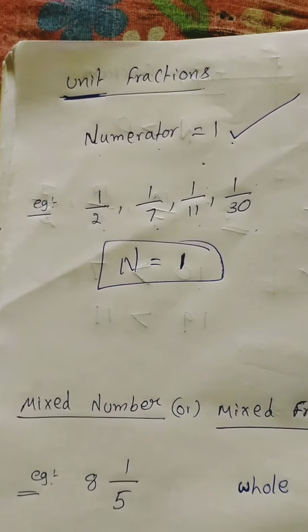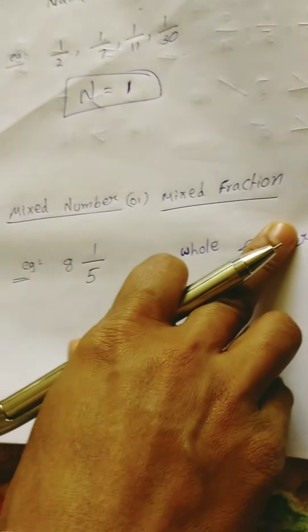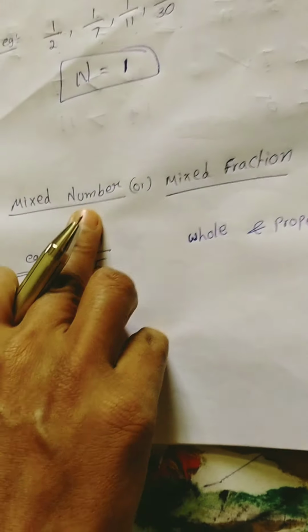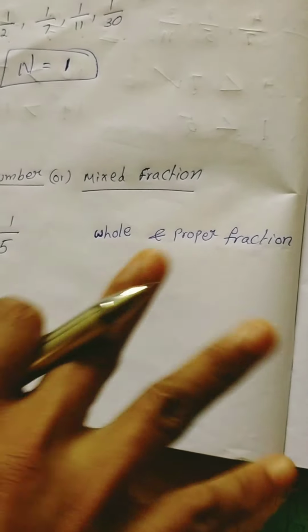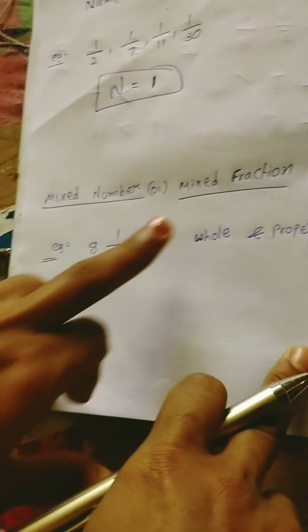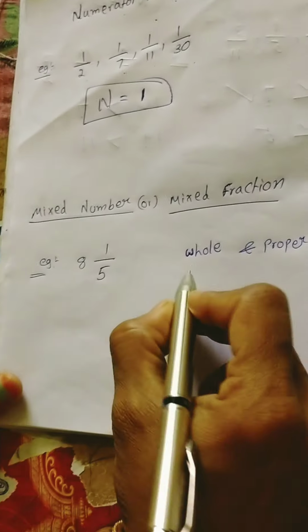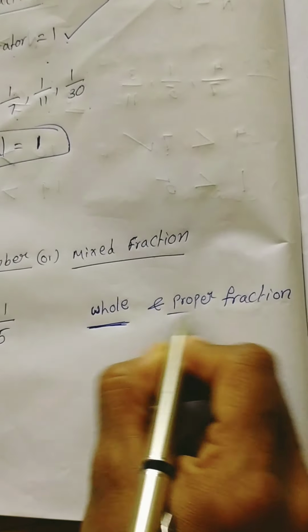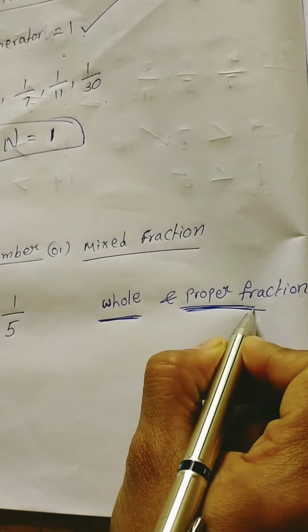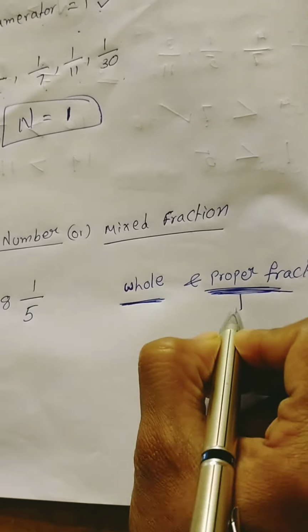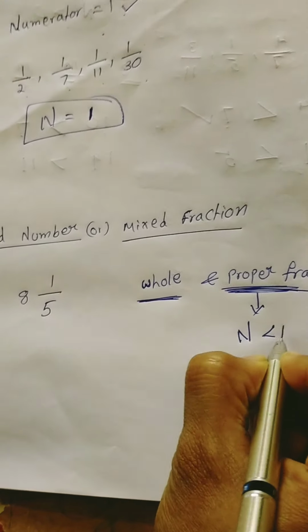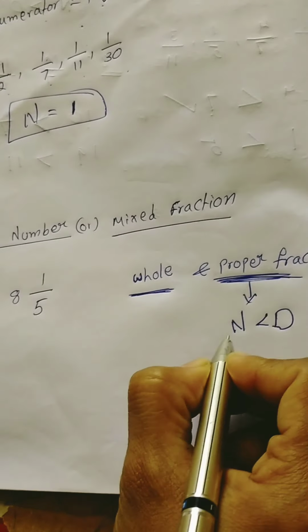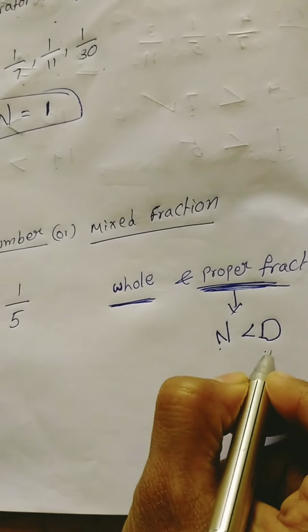And the last type of fraction is the mixed number or mixed fraction. In a mixed fraction, two types of fractions are mixed together. That means in this we have one whole part and one proper fraction. What is a proper fraction? Always the numerator is less than the denominator.